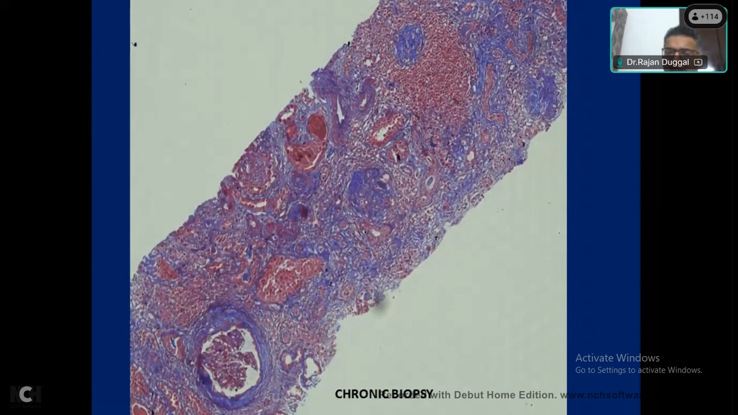Okay, and when you look at this biopsy on a Masson stain, you can say, yes, I'm looking at a fibrotic biopsy. I'm looking at a very chronic, irreversible damage to the kidney that has occurred. Okay.